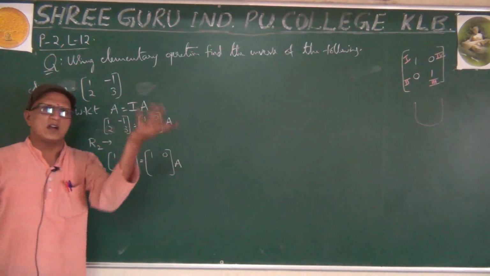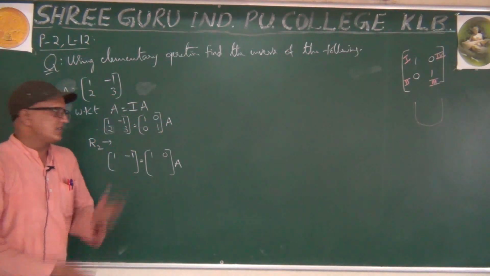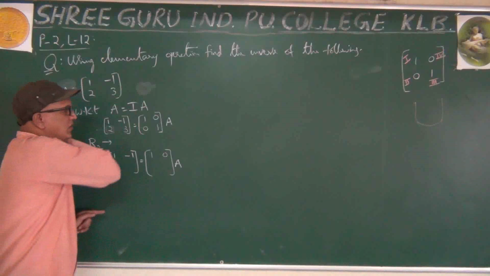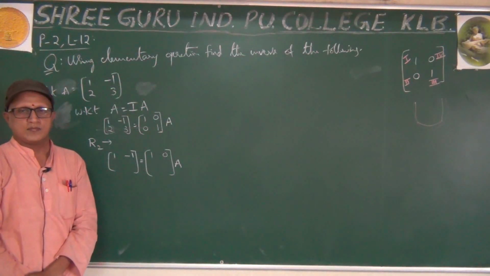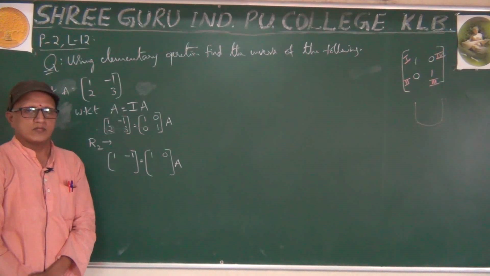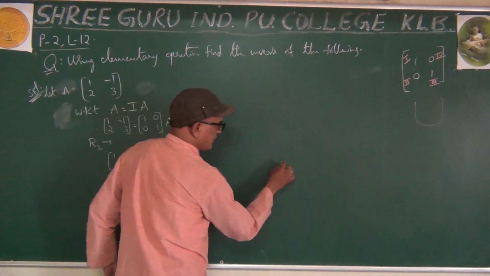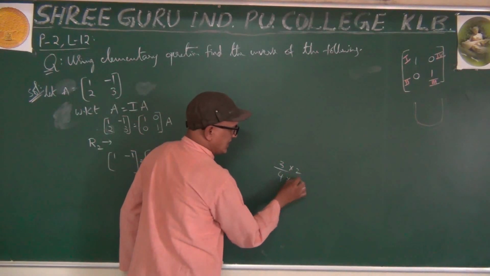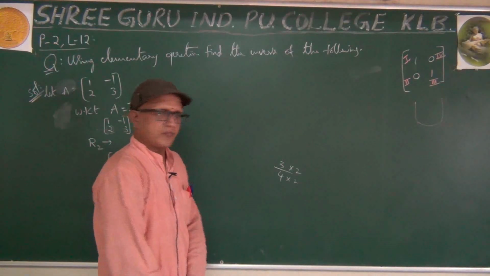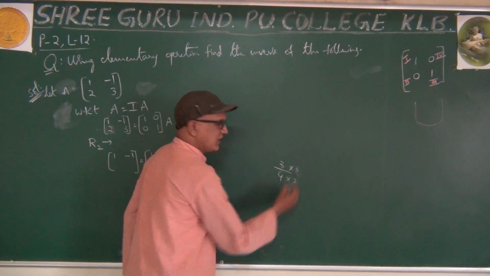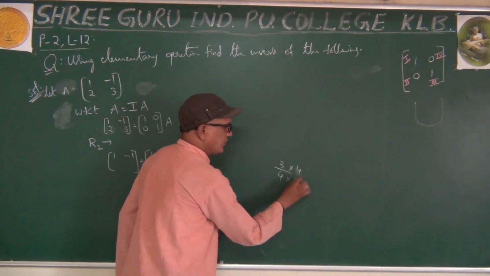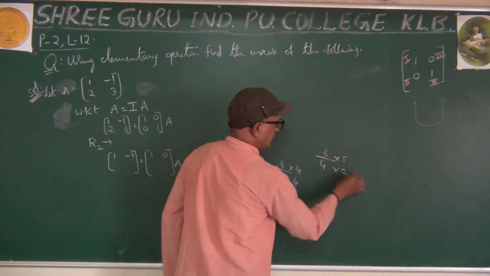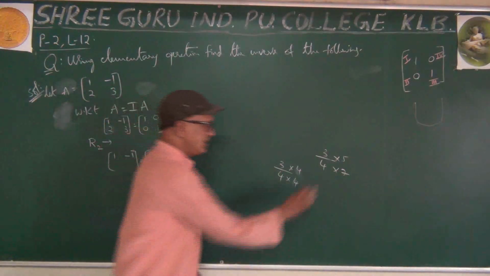Sir, why are you changing the complete row? Change only this one. How can you change? Such types of rules are not there. If you want to change one number in the second row, you have to change the complete second row. Okay? 3 by 4 fraction is there. You have to multiply both numerator and denominator with 2. Multiply both numerator and denominator with 3. Multiply both numerator and denominator with 4. Right? Is it possible to do like this? No.